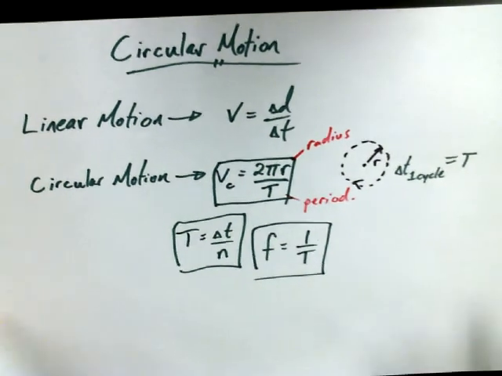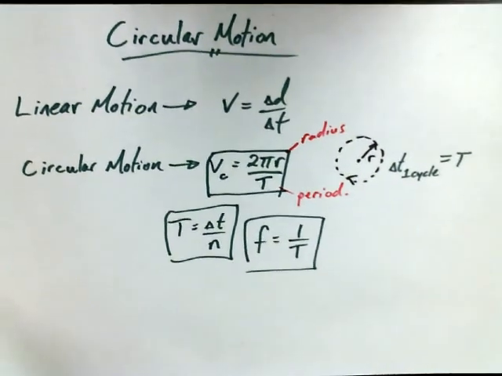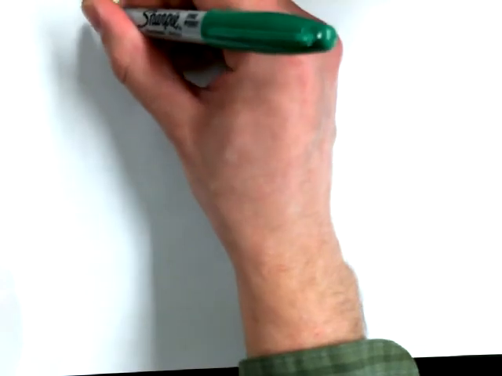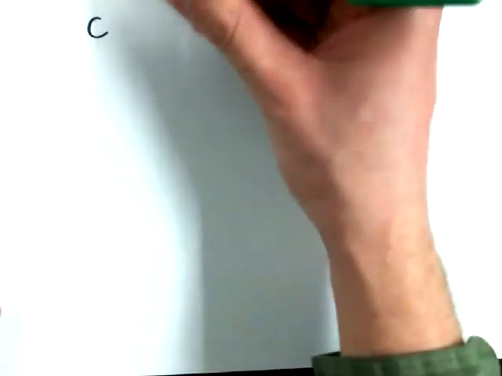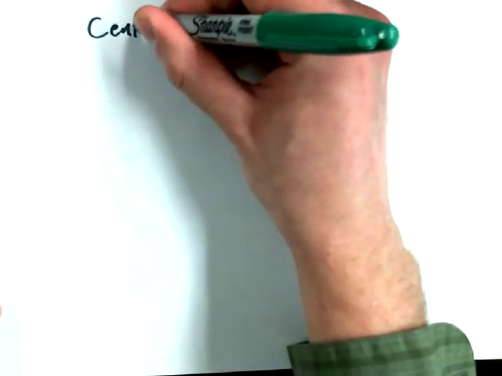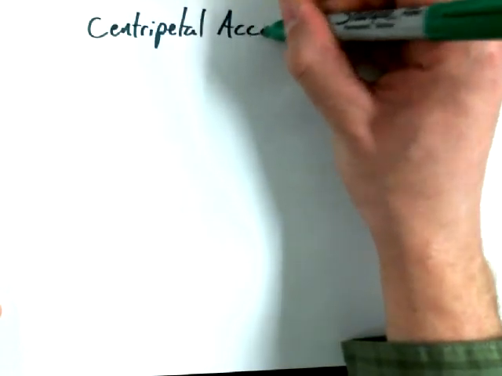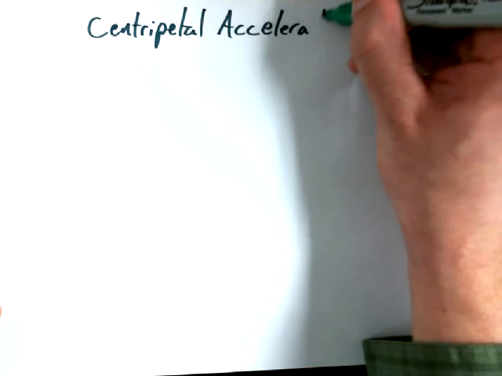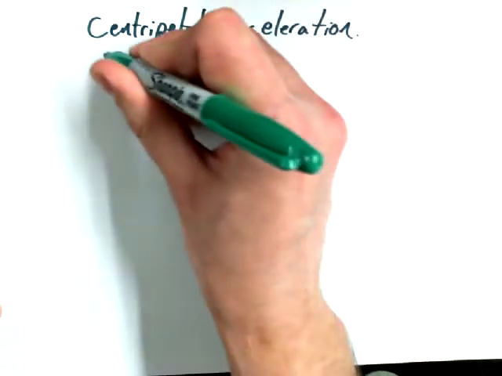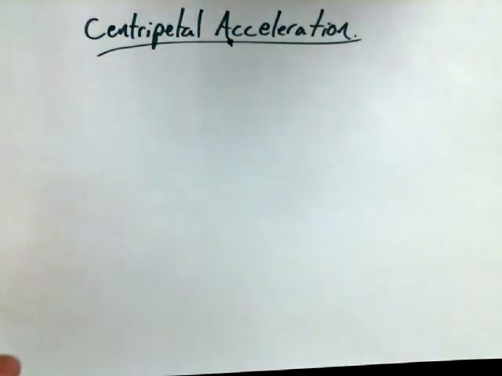Let's go on from there. I almost want to say derive equations, but I want to figure out where a couple of equations come from. So I want to label this next bit centripetal acceleration.